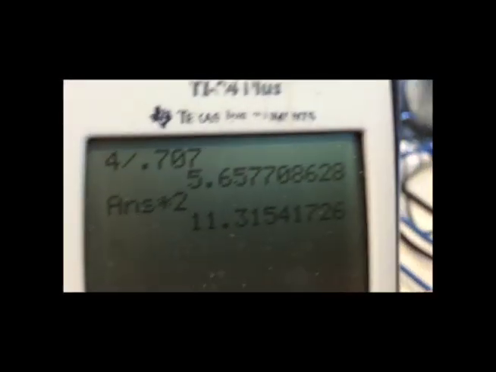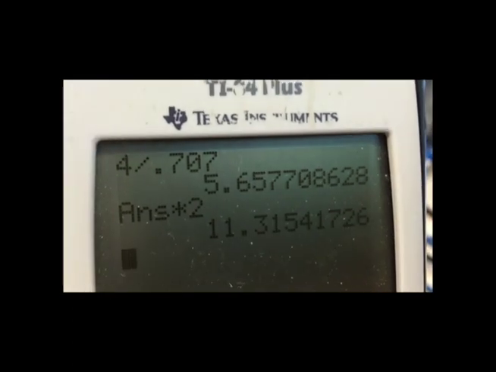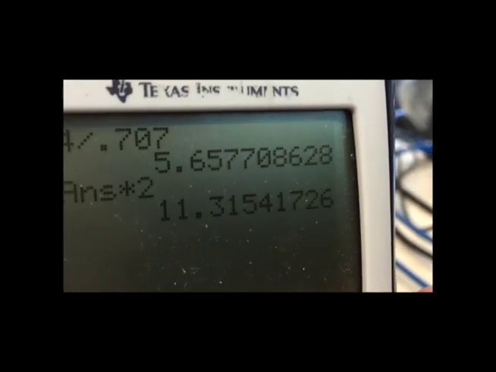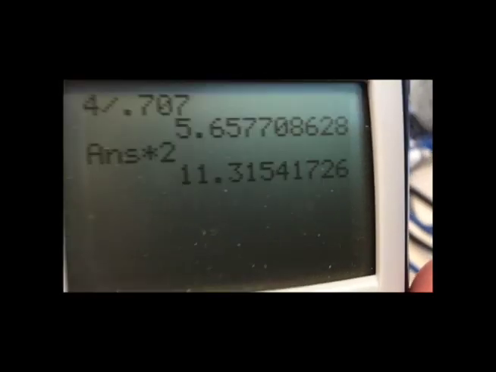When we do this calculation the old school method, we get the VRMS 4 divided by 0.707, which gives us 5.6. Then we multiply that number by 2, and that gives us 11.315, and that is voltage peak to peak.